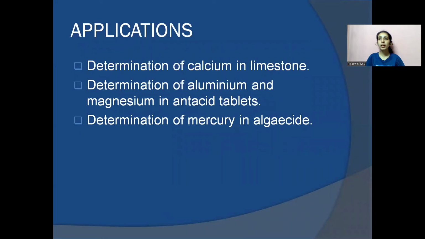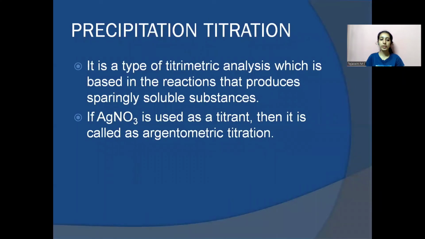Complexometric titrations are commonly used in the determination of calcium in limestone, the determination of aluminum and magnesium in antacid tablets, and the determination of mercury in algicide. Now let's study precipitation titration.